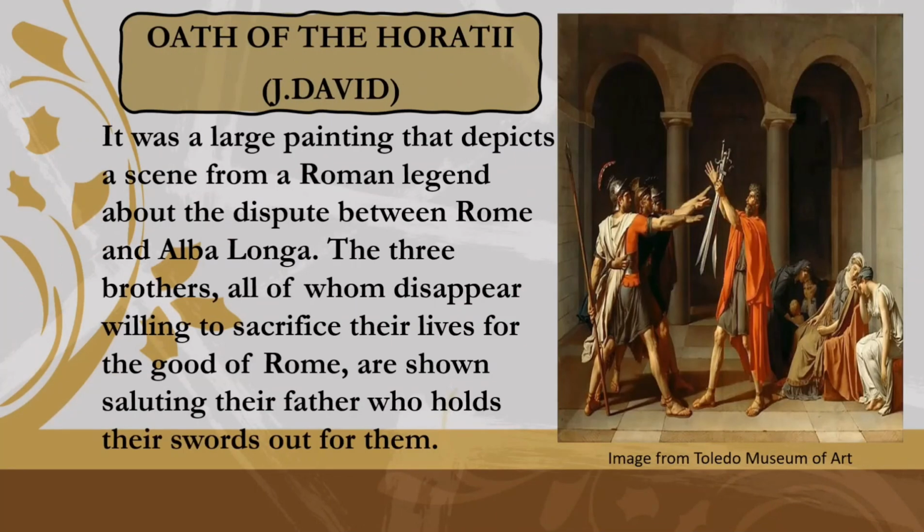Next we have The Oath of the Horatii. This is a large painting that depicts a scene from a Roman legend about the dispute between Rome and Alba Longa. The three brothers, all of whom are willing to sacrifice their lives for the good of Rome, are shown saluting their father who holds their swords out for them.